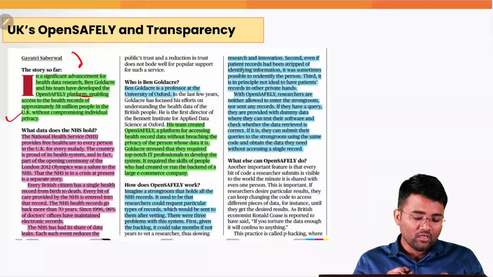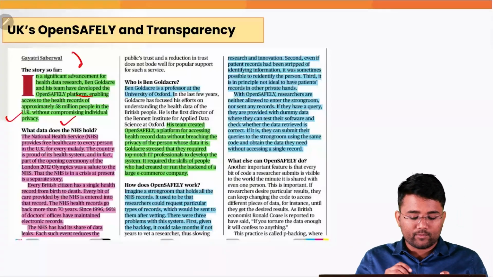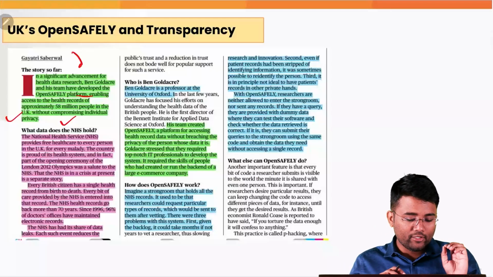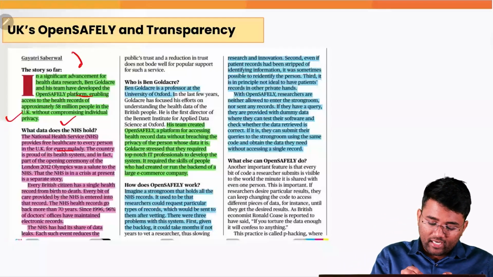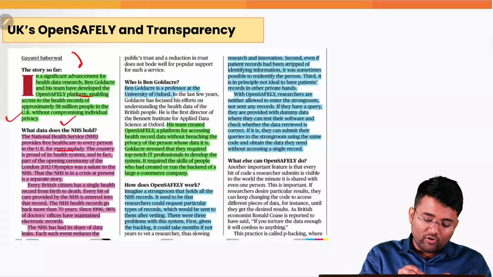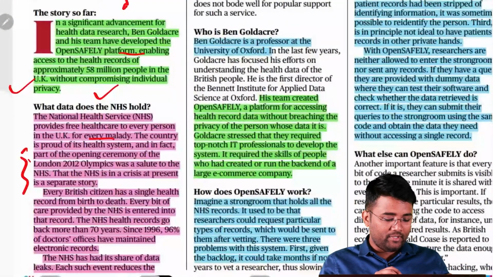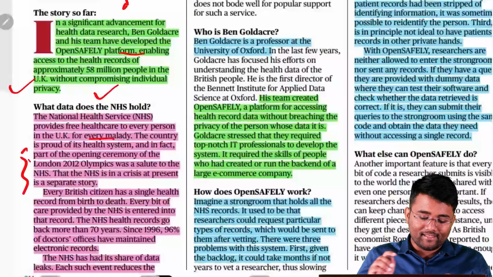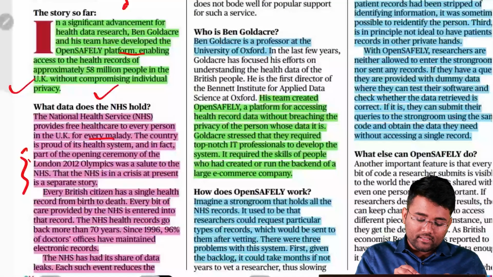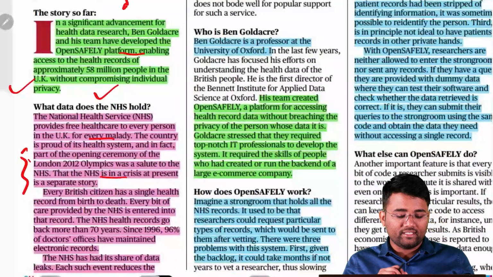What does the National Health Service provide? It provides free health care to every person in the UK for every malady. The country is proud of its health system, and in fact part of the opening ceremony of the London 2012 Olympics was a salute to the National Health Service. And the NHS being in a crisis at present is a separate story.